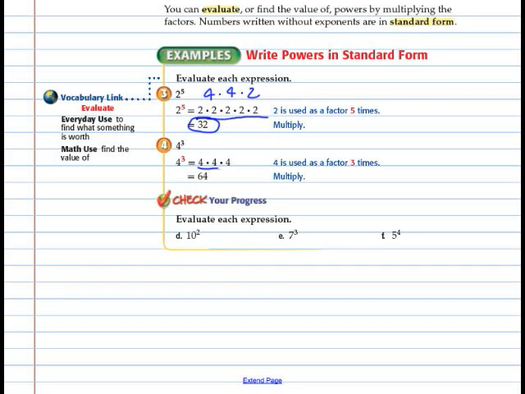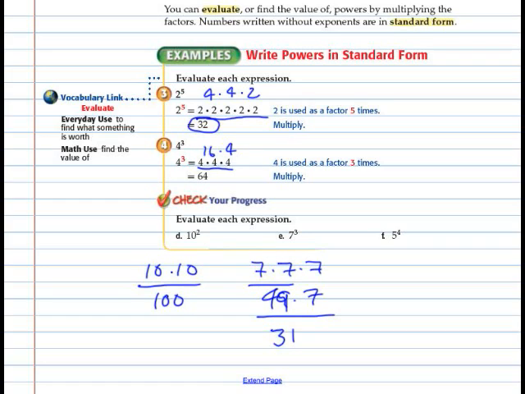4 as a factor 3 times. 4 times 4 is 16. 16 times 4 is 64. To check your progress, 10 is a factor 2 times. 10 times 10 is 100. 7 to the 3rd would be 7 times 7 times 7, which would be 49 times 7, which would be 343. 5 is a factor 4 times. 5 times 5 times 5 times 5 would be 25 times 25, which would be 625.